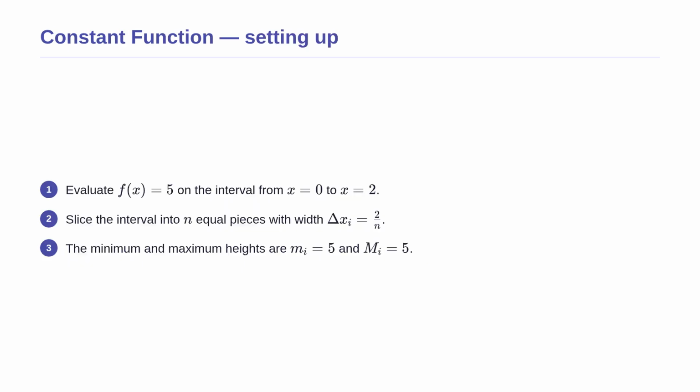Before we prove this relationship, let us see it in action with a concrete example. We are given the simplest possible function, a flat horizontal line where the height is always 5. And we want to find the area from 0 to 2. We start by slicing this interval into n equal pieces. Because the total width is 2, each slice has a width of 2 divided by n. Since the line is perfectly flat, it never goes up or down, meaning the absolute lowest point and highest point in any slice are both exactly 5.